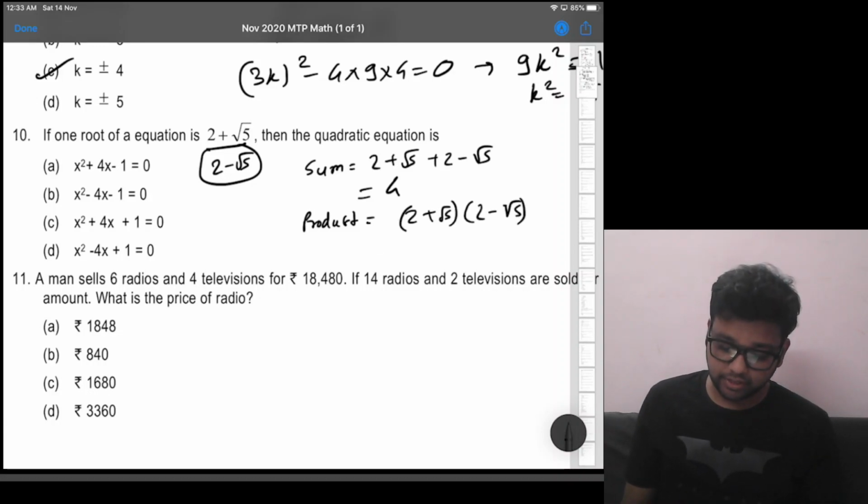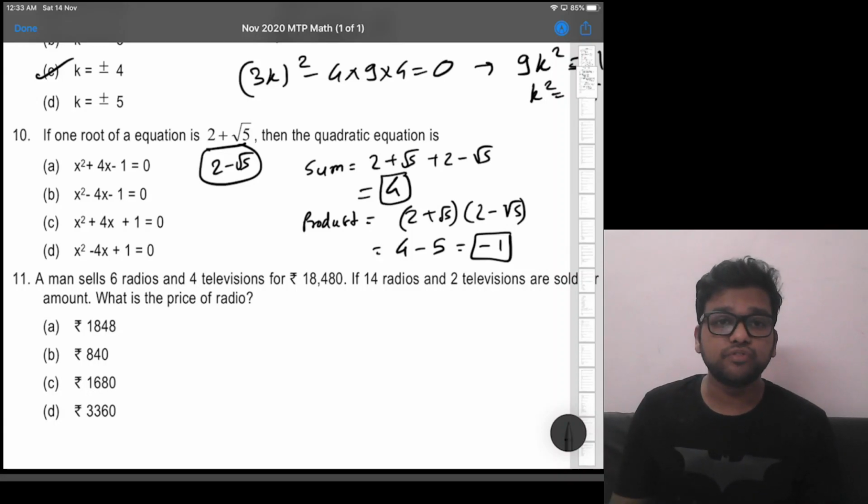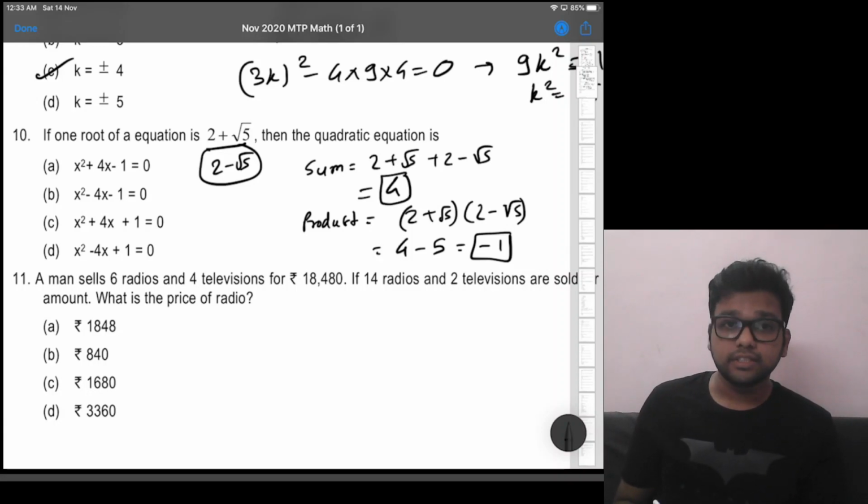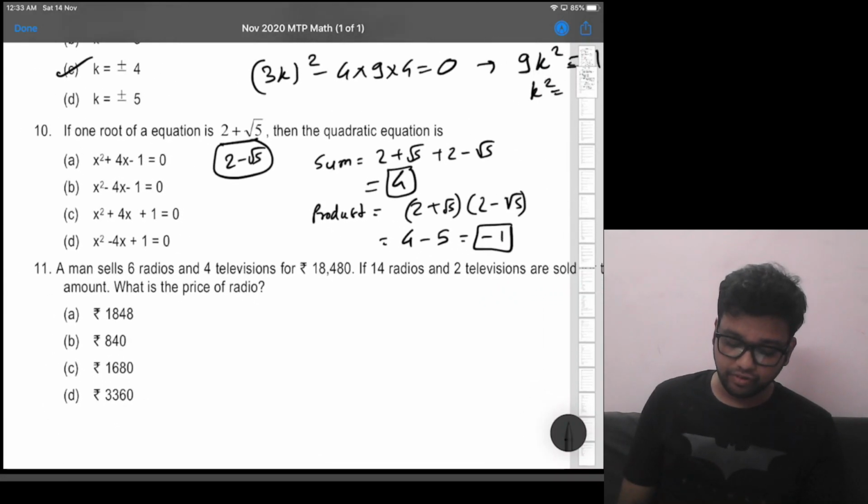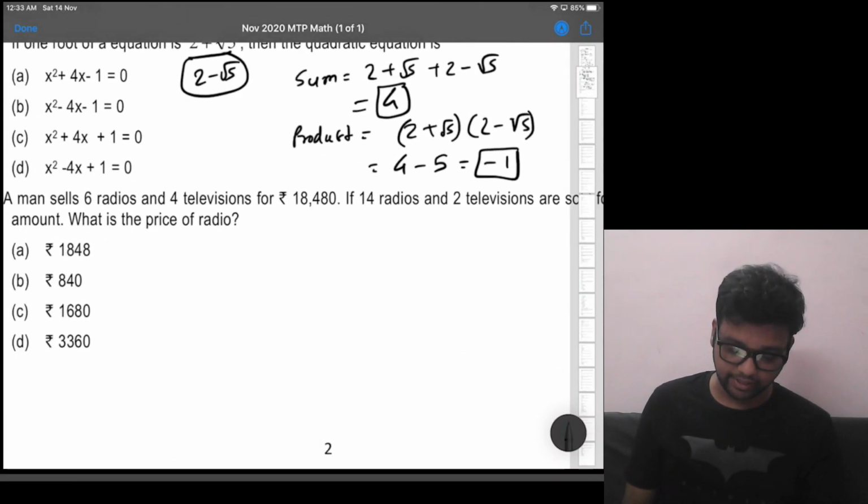a plus b, a minus b is a square, that is 4, minus b square, root 5 square is 5, that is minus 1. Sum is 4, product is 1. We know how to form a quadratic equation from sum and product. Okay, how do we form a quadratic equation from sum and product? Let me write it here.